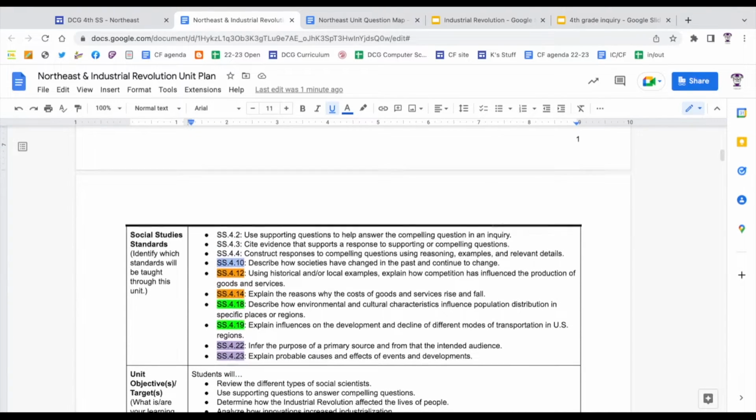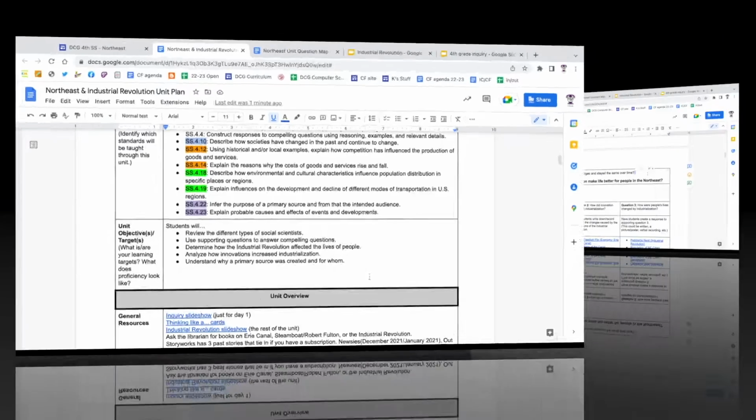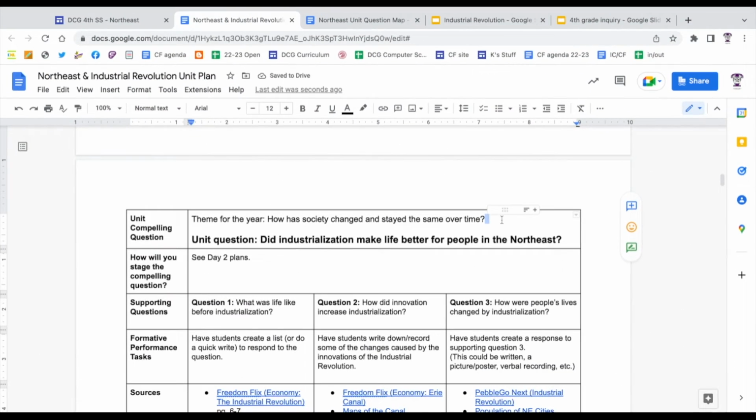Up next in the unit plan, you can see all of the standards that are covered for social studies, as well as the objectives and learning targets. The theme for the year for social studies for fourth grade is how has social studies changed and stayed the same over time? Our compelling question for this unit is, did industrialization make life better for people in the Northeast?